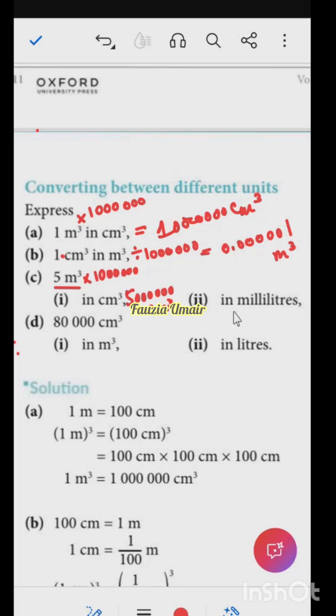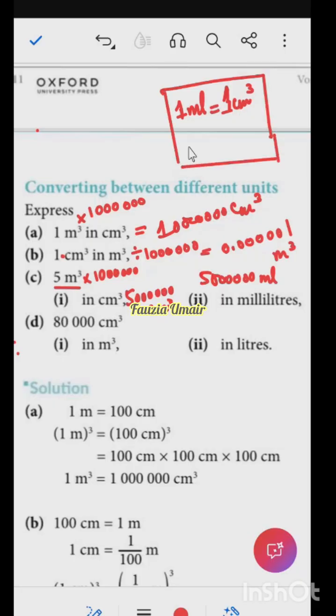And then 5 million. Do you remember milliliter? How much was 1 milliliter? 1 milliliter is equal to 1 cubic centimeter. Like milliliter and centimeter cube are the same unit. So we can write here that because it is 5 million cubic centimeter, it is 5 million milliliters as well. Okay. You need to remember this. 1 milliliter is 1 cubic centimeter. What is 1 liter? 1 liter is 1000 cubic centimeter. Okay. You need to remember this.